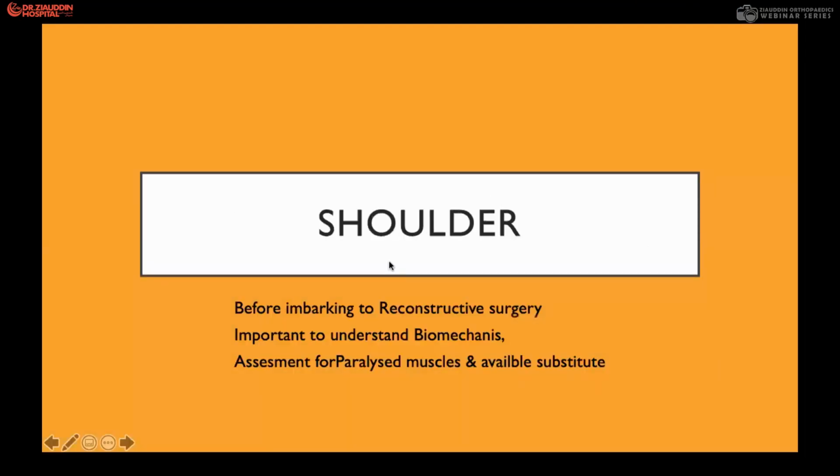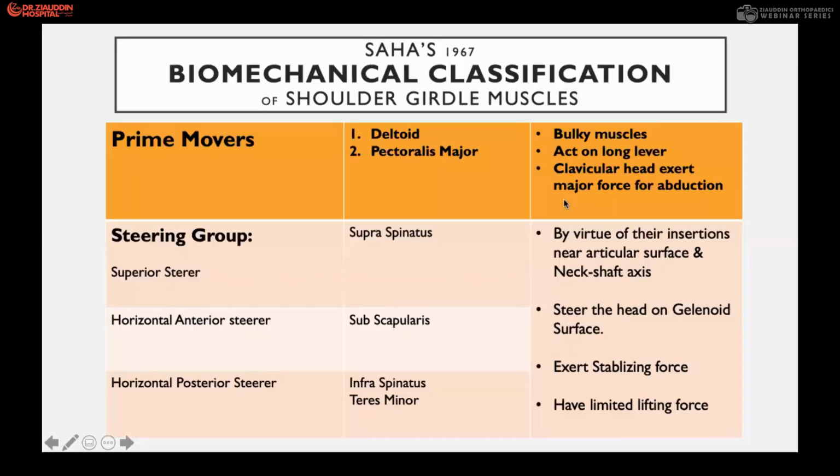To start with the shoulder joint: before embarking on any reconstructive procedure on the shoulder or any joint, you must know the principles of the surgery, understanding of the biomechanics, assessment of the paralyzed muscles, and available substitutes. In detail, Saha in 1967 gave a very nice classification of the biomechanics of the muscles acting on the shoulder joint.